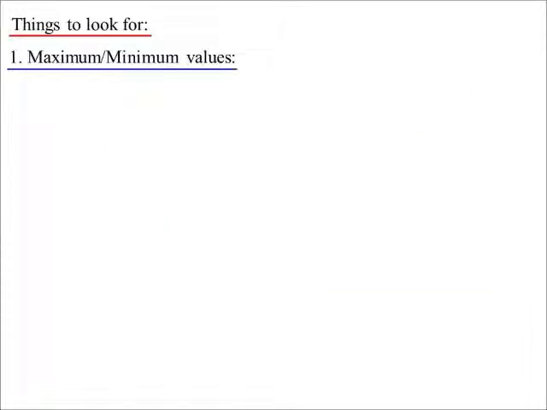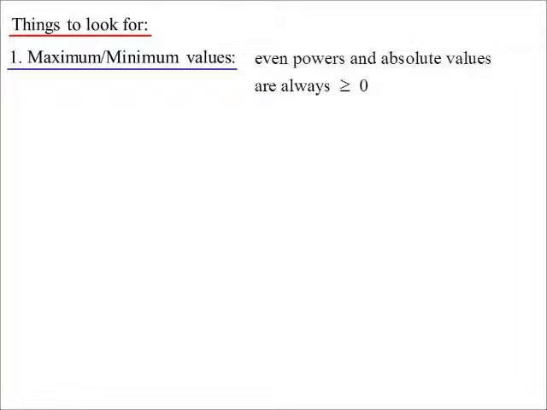So things to look for in range: maximum and minimum values. Keep in mind things like this. If you've got an even power, so x squared, x to the 4 and so on, or an absolute value, they've got to give you positive answers. They can't give you a negative. So the very basic one, y equals x squared, I know that will never give me a negative answer.